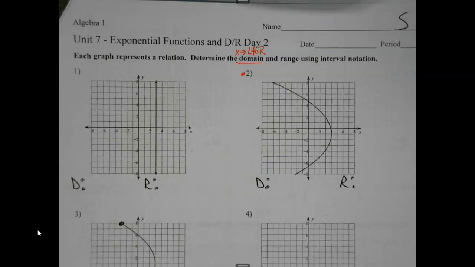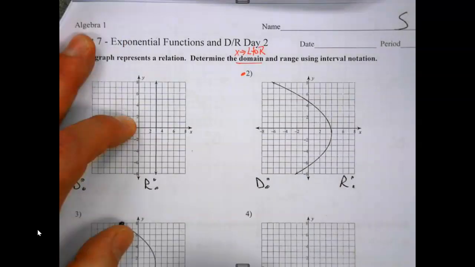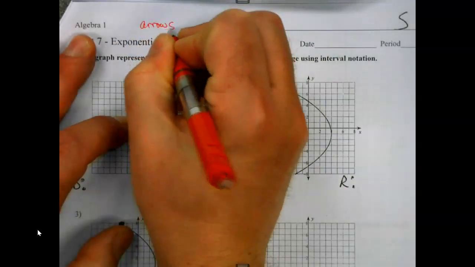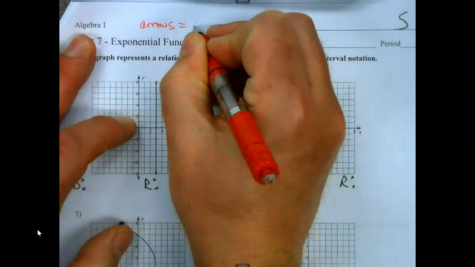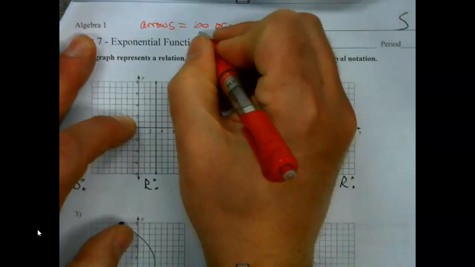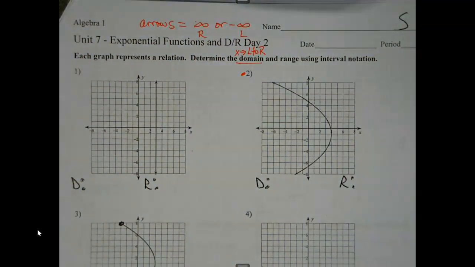One of the things we talked about a lot is that when I have arrows, they equal infinity or negative infinity, depending on if I'm going right or left. We talked a lot about that the first day. So the first thing I always want to look at with these graphs is, do I see arrows? If I do, I know infinity is going to be involved somehow.